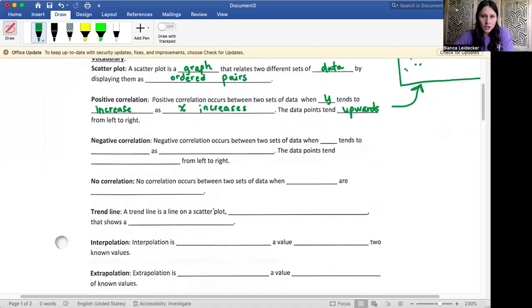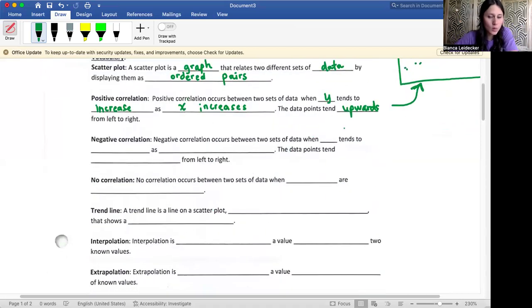A negative correlation occurs between two sets of data when y tends to go downward or decreases as x continues to increase. So x is still increasing, but the y is decreasing. The data points tend to go downwards from left to right.